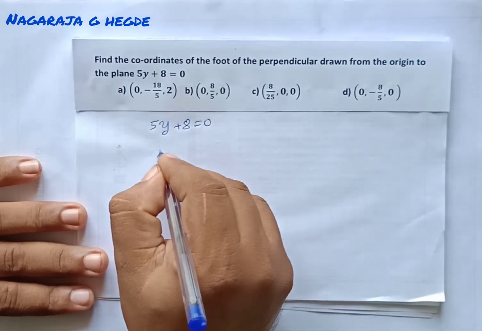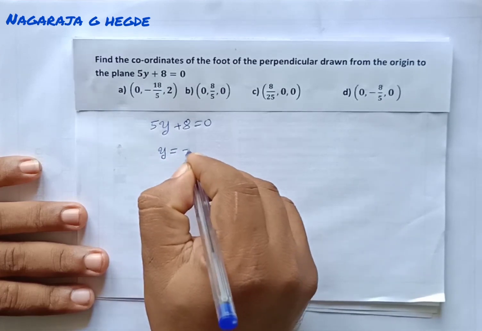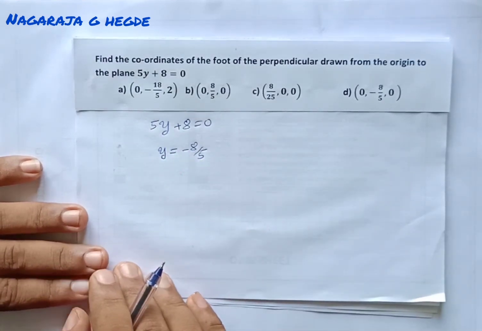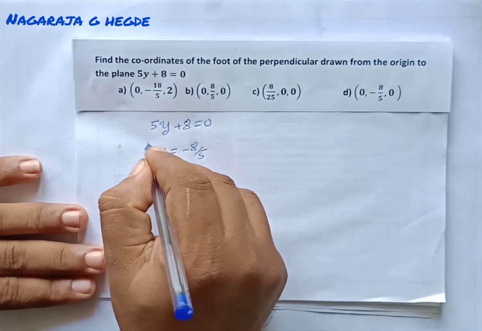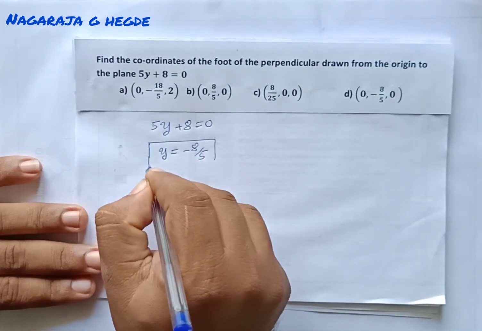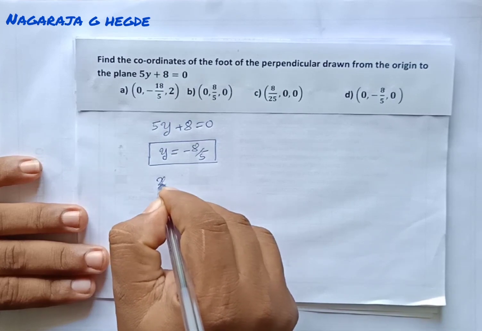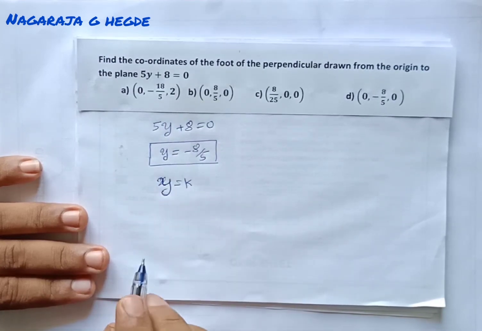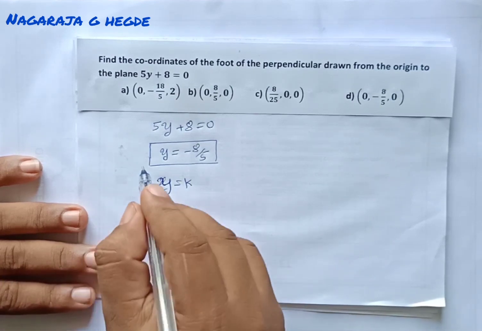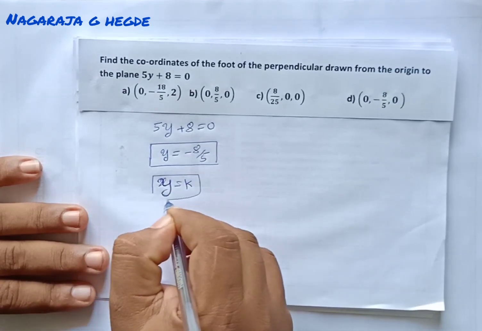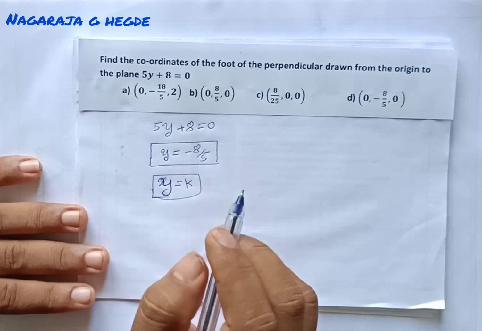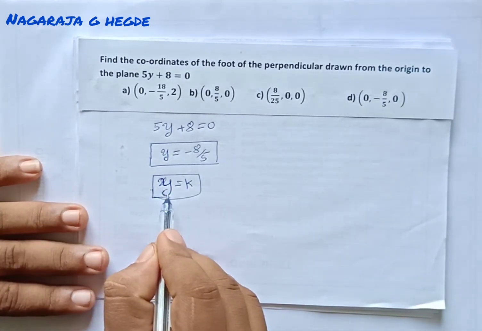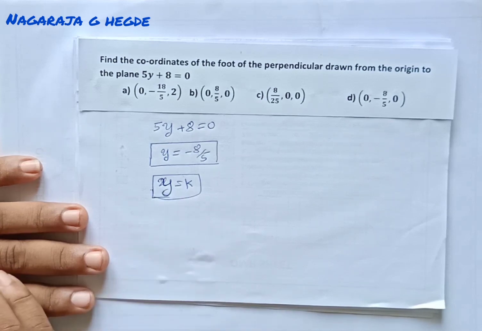If we simplify this, we can write y = -8/5. This is the equation of the plane. This equation is of the form y = k. This is the equation of a plane which is parallel to the xz plane.